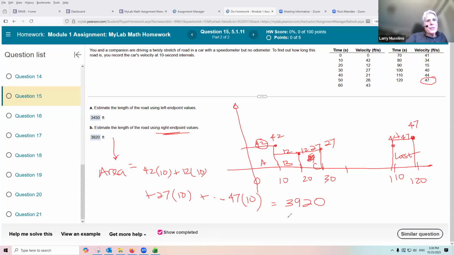Okay, you can put these numbers in a spreadsheet, by the way, and kind of automate this process if you wanted to. Another shortcut, by the way, is you could factor out a 10 from this sum and just do 10 times 42 plus 12 plus 27 plus dot, dot, dot, plus 47. And that should, of course, still give you the same answer, 3920.